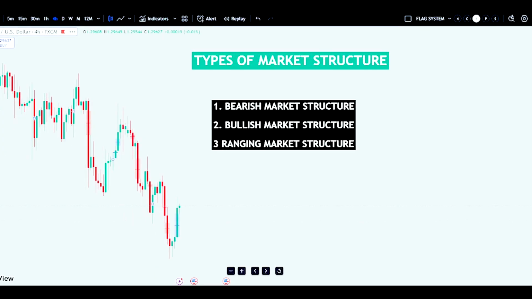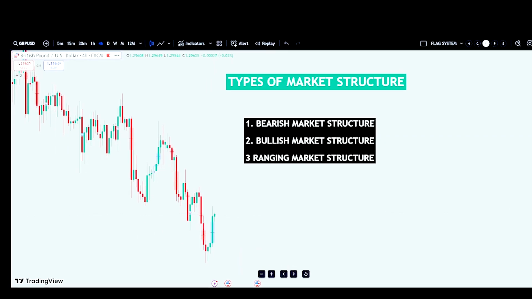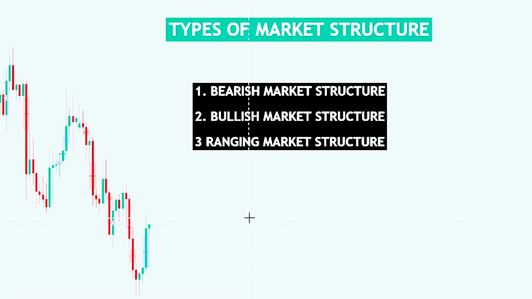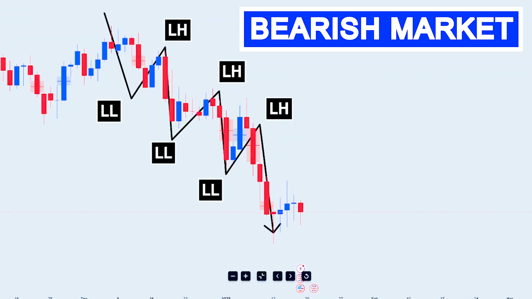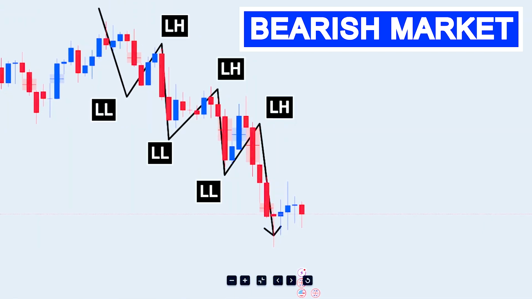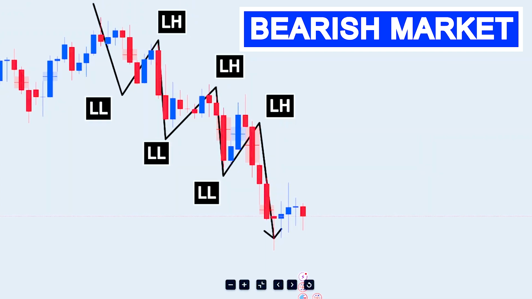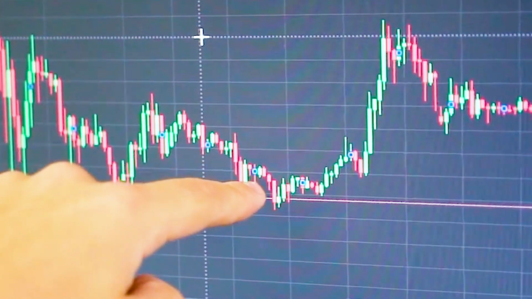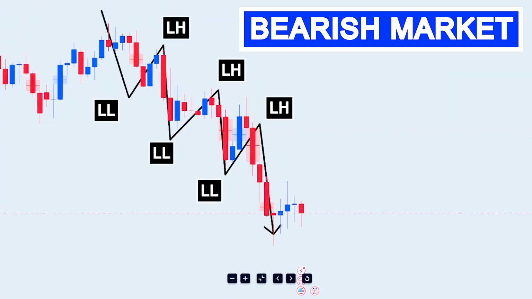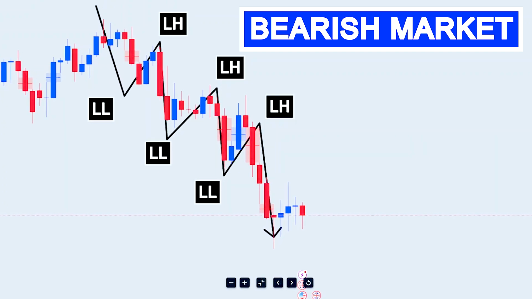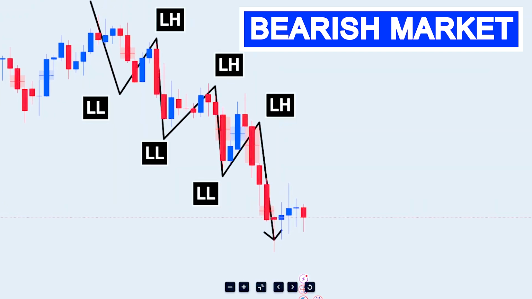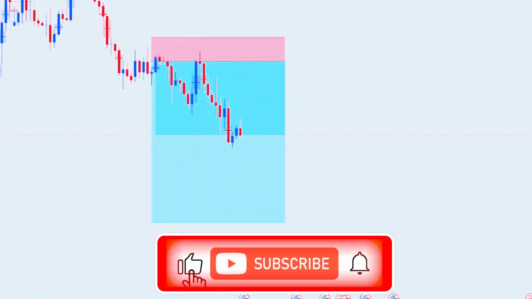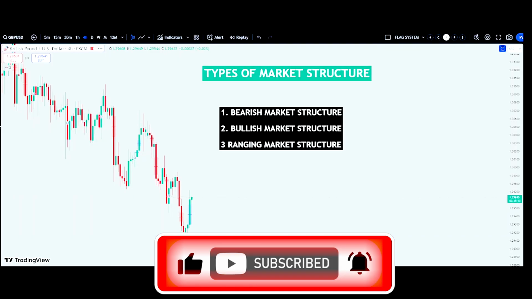In today's episode, I'm going to explain the types of market structure. The first one on the list here is the bearish market structure. The word bearish represents the sellers. When the market structure is bearish, it's a sign that the sellers are the ones dominating the market. And as a professional price action trader, what you are supposed to do is to keep selling the market, because the price action says the sellers are the ones dominating the market.